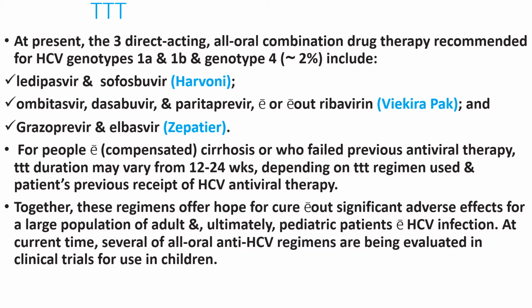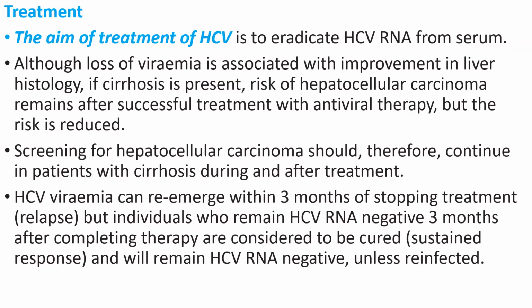For people with compensated cirrhosis or who failed previous antiviral therapy, treatment duration may vary from 12 to 24 weeks, depending on the treatment regimen used and the patient's previous receiving of HCV antiviral therapy. Together, these regimens offer hope for cure without significant adverse effects for a large population of adult and ultimately pediatric patients with HCV infection. At the current time, several oral anti-HCV regimens are being evaluated in clinical trials among children. The aim of treatment of HCV is to eradicate HCV RNA from serum.